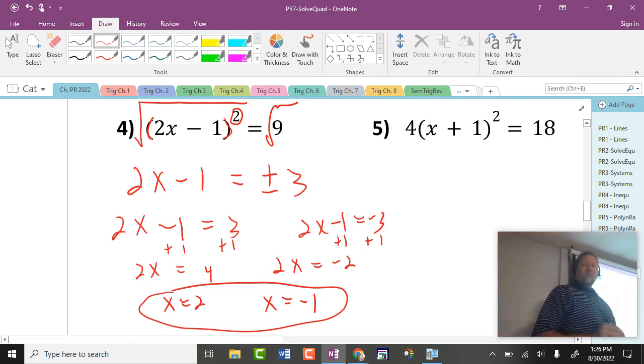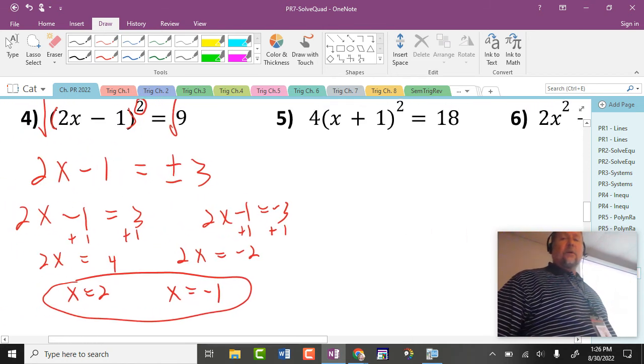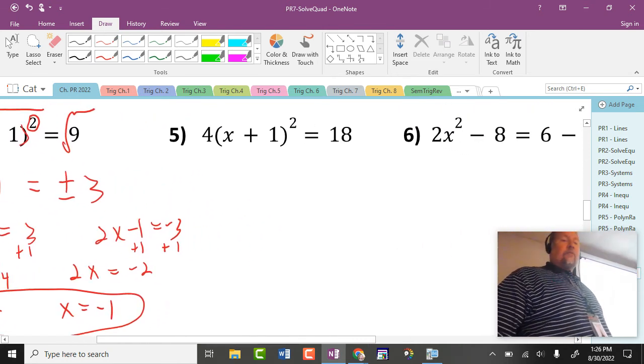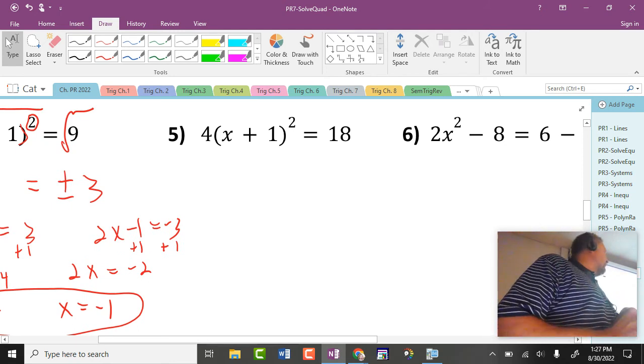All right? I'll take care of this one because I don't think we need to do this over and over again because we got to get to the quadratic formula. The bell already rang. I did collect the assignments, right?